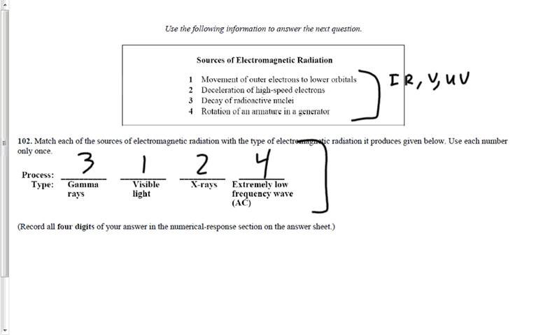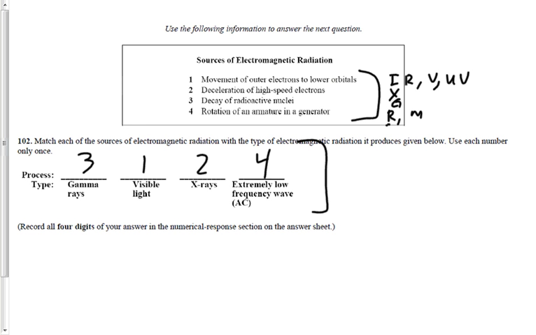Deceleration of high-speed electrons. That's going to be X-rays. Decay of radioactive nuclei. That's going to be gamma rays. This one's a little bit odd. Rotation of an armature in a generator. Well, a generator produces an AC current, an alternating, oscillating current. So what's that going to produce? Radio waves, right? Probably going to be radio waves. You've got a generator, it's probably not going to make microwaves.